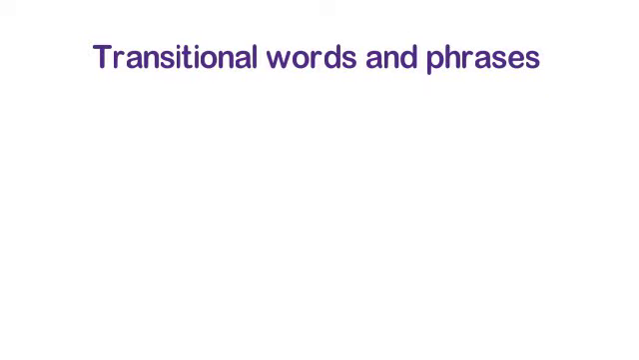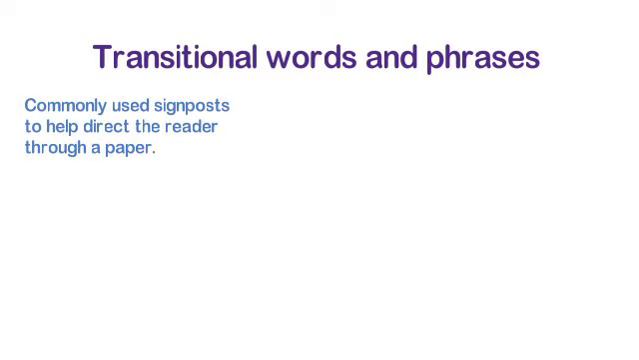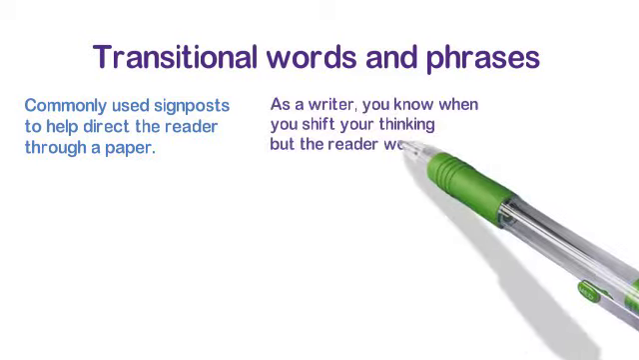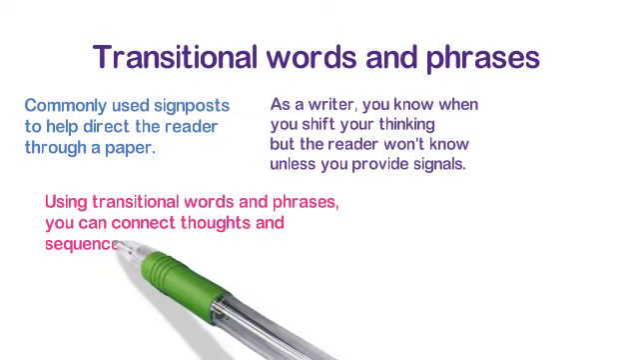The second device is transitional words and phrases. These are the more common linking devices. They are used as signposts to help direct a reader through a paper. And the reason why we use them is that as a writer, you know when you shift your thinking, but your reader won't know unless you provide signals.